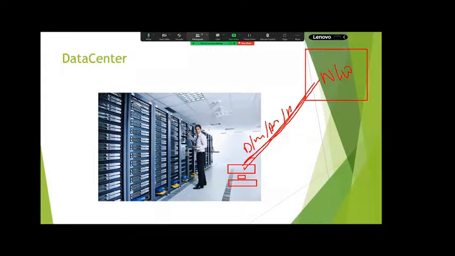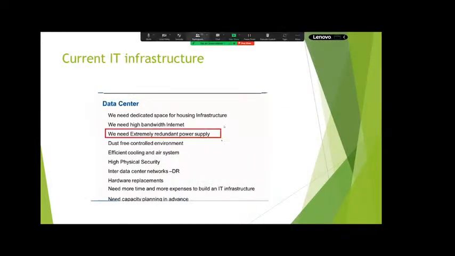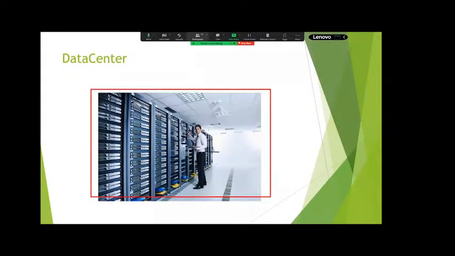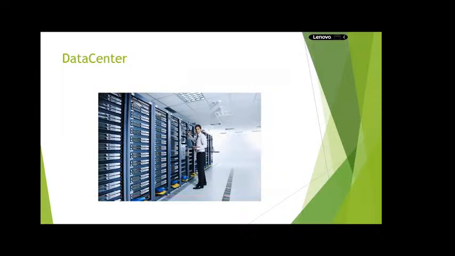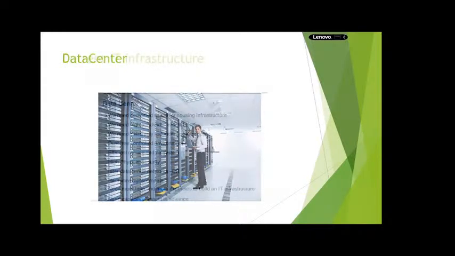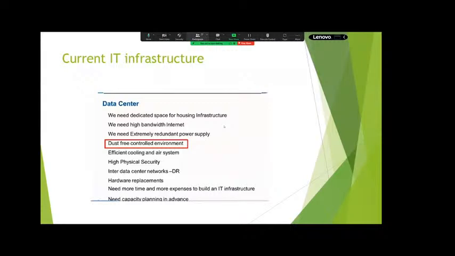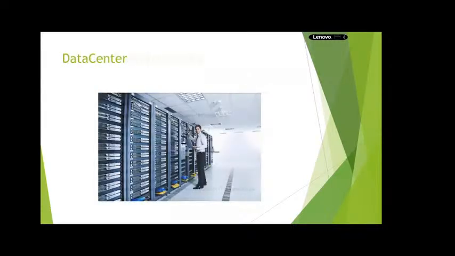Next, we need a redundant power supply. Redundant power supply means that to run this data center, we need electricity. If there is no electricity, then we should be able to run this data center with a battery or generator. Again, that is a cost, right? Next, a dust-free environment. You know, right? Always we should construct the building and design it to be dust-free.